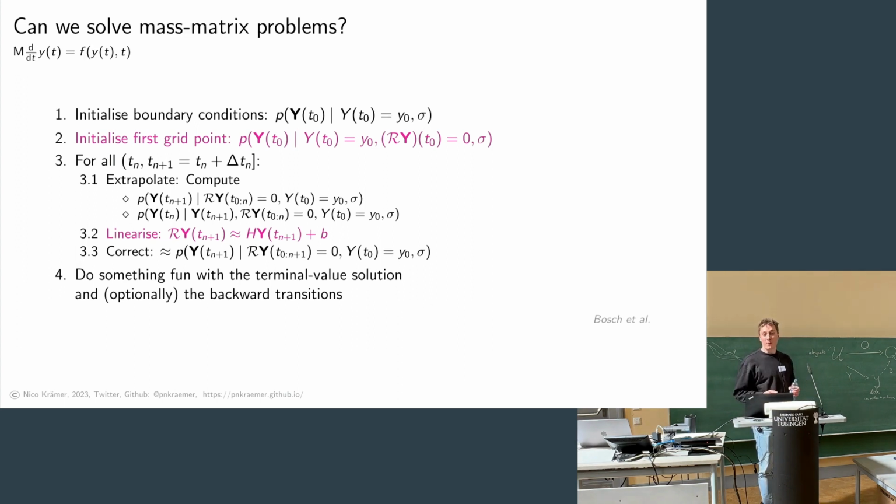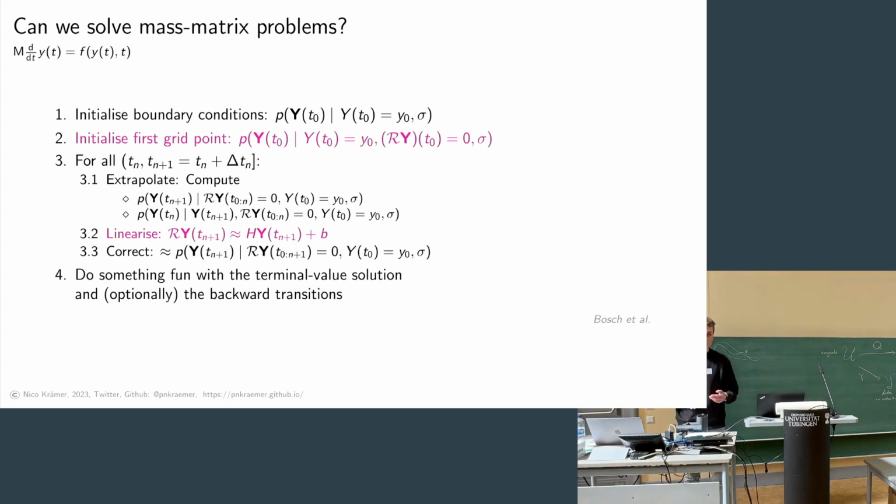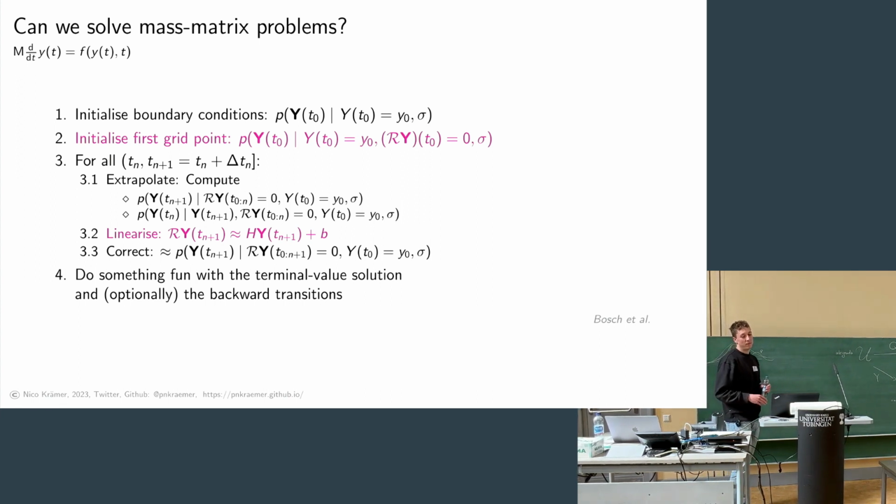Similarly, can we solve non-ODE-based initial value problems? Say, what if we are looking at a mass matrix differential equation? A mass matrix differential equation is of the form M times time derivative equal to some vector field. And the issue is that this M is usually singular, so we can't just invert it and pull it to the other side, but we have to solve it as this. And now, what is different again? We just linearize differently. Again, our initial information, so the first grid point information is different, linearization changes, the rest is the same.